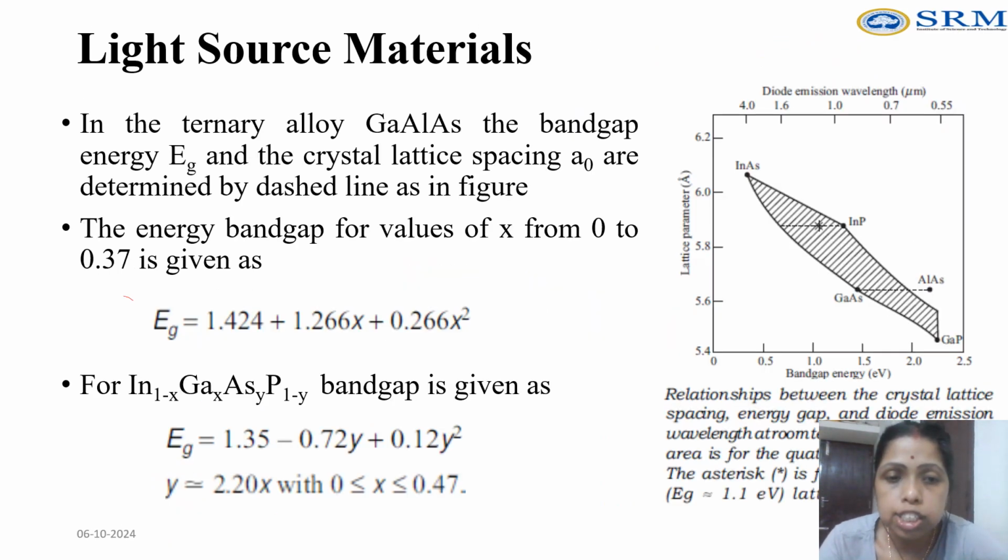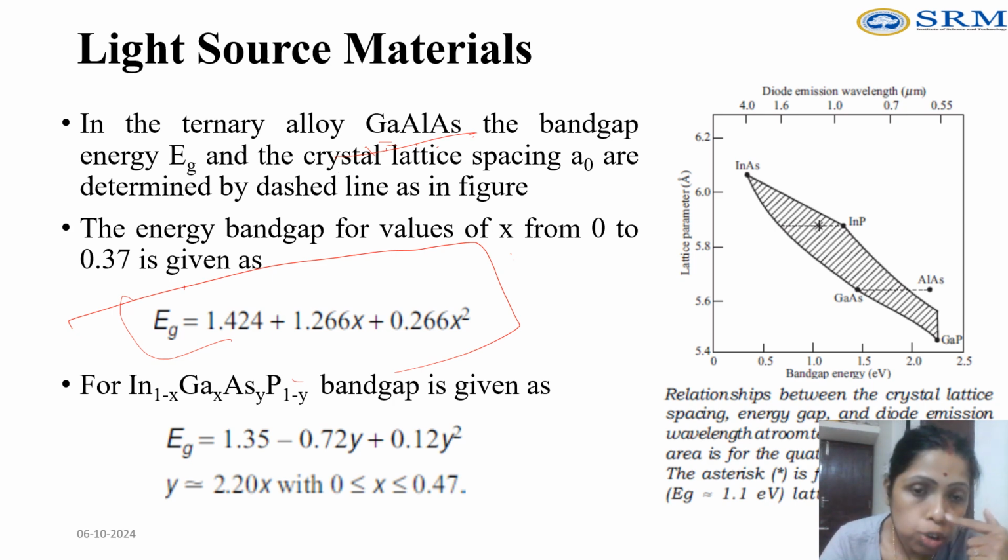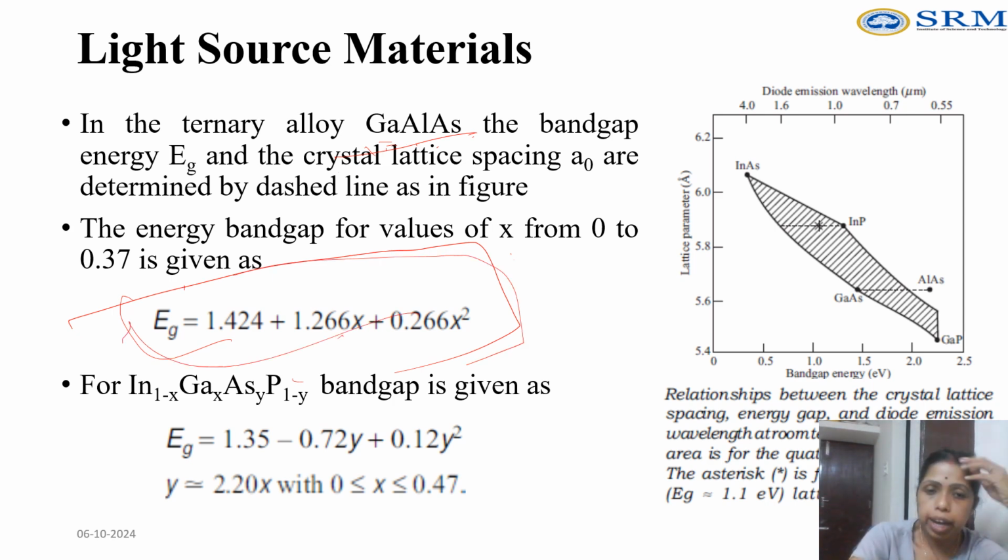So this is a formula. Suppose I take gallium aluminum arsenide, Ga 1 minus x Al x As. If you consider some x value, suppose 0.37, and put it in this formula, you can see how the x changes the band gap. So if you put the value of x as 0.37, you can get the band gap of the particular material.